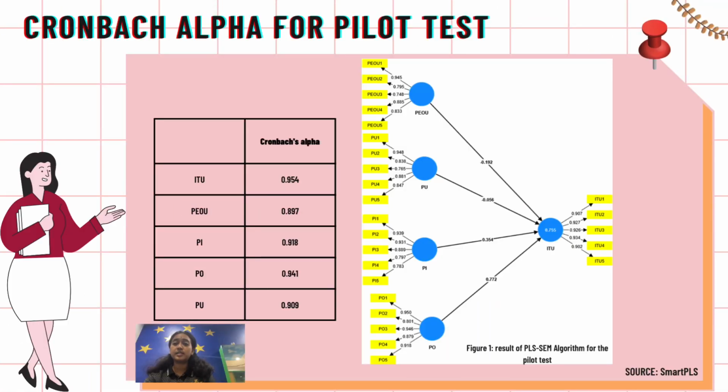Figure 1 shows the result of the PLS-SEM algorithm for the pilot test. The table above shows the Cronbach's alpha value for the pilot test. According to the table, all factors in the pilot test add up to 0.923. Cronbach's alpha value for ITU, POU, PU, PI, and PO is more than 0.7. Thus, the pilot test is considered reliable for the questions that were created.